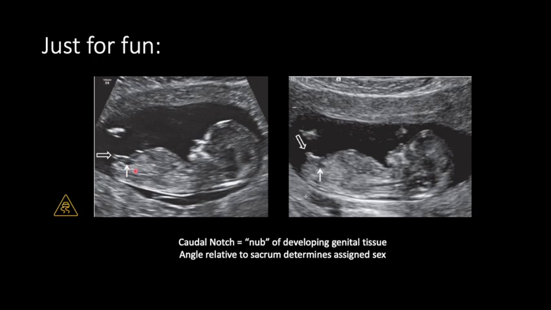So in females, that angle will be approximately parallel or slightly negative, like a negative 10 degree angle to the plane of the sacrum for that genital notch. And then here in males, you'll see it's a positive 30 degree angle from the developing sacrum down here. So that's how you can tell which one is which, with the positive angle being for males and an angle of negative 10 to parallel for females.